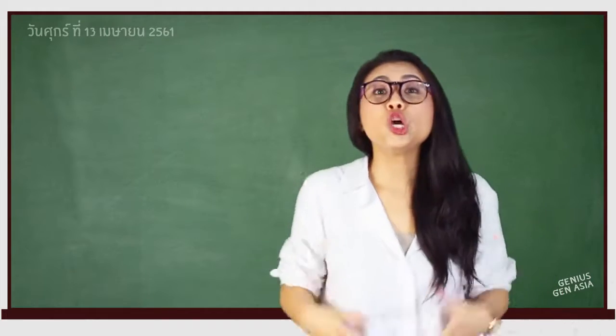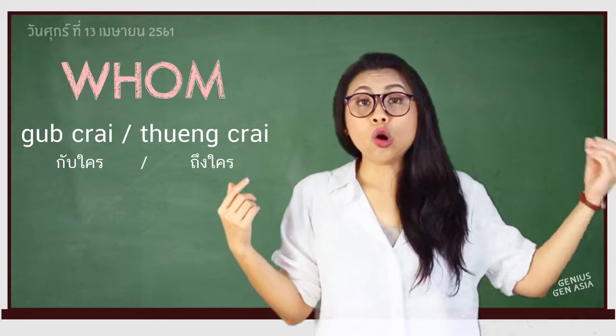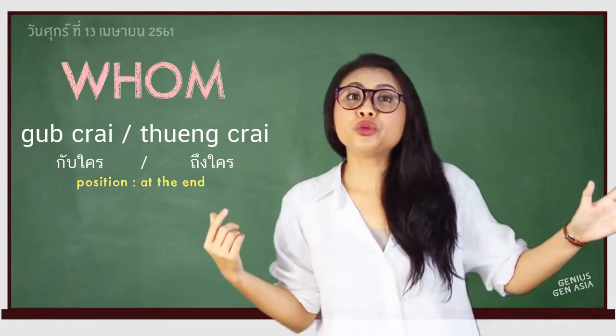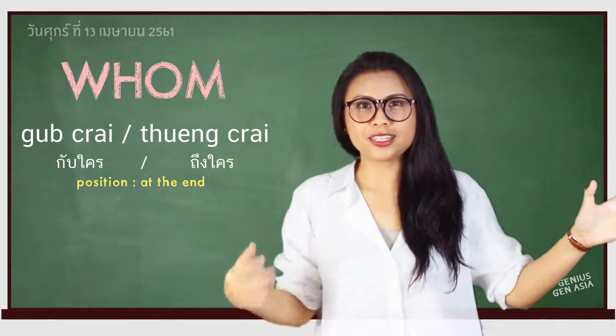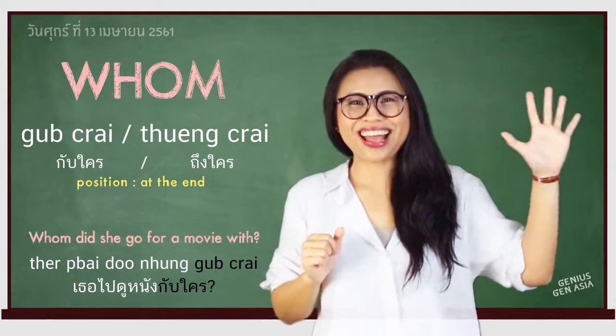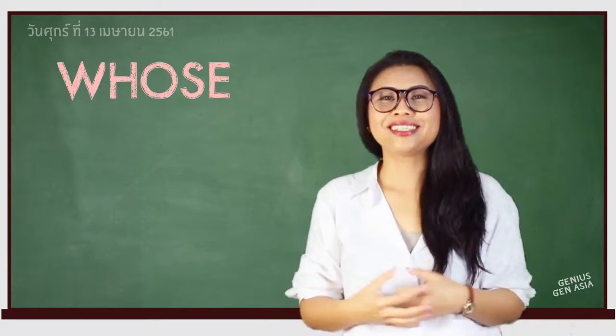The second one, whom. Whom means กับใคร or ถึงใคร which is an object. So you just put กับใคร or ถึงใคร at the end of the sentence. เธอไปดูหนังกับใคร.